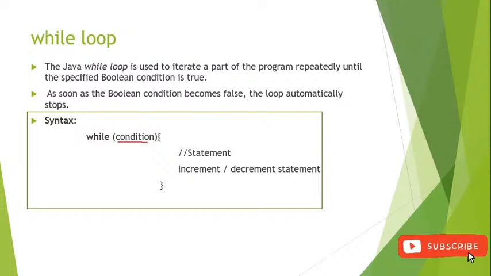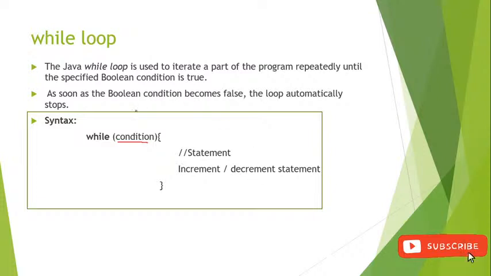So if our condition is true, until that time all the statements will be executed. If our condition is false, that time it will terminate the loop. It will come out of the loop. Inside, we have to provide one condition here, and after that we have to provide the statements, and we have to provide the increment and decrement statement here.